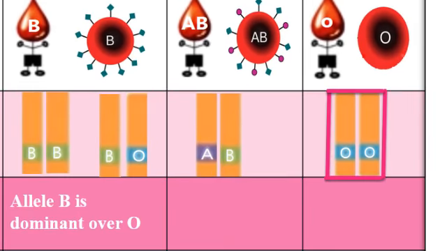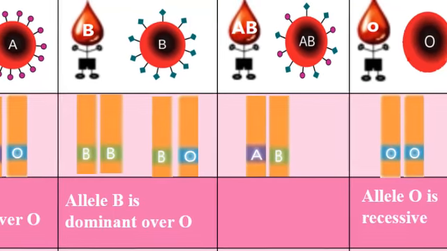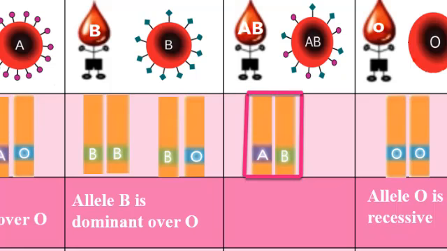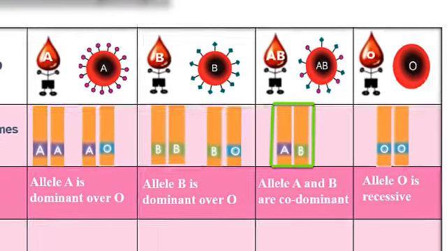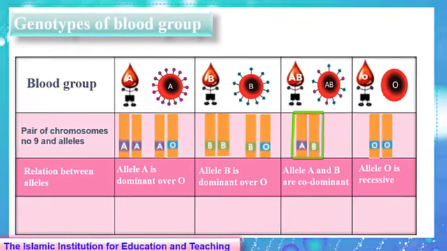Alleles O and O produce blood type O. Then, allele O appears in the phenotype in the homozygous state. Then allele O is recessive. Alleles A and B produce blood type AB. Then A and B are expressed in the phenotype. So A and B are codominant alleles.